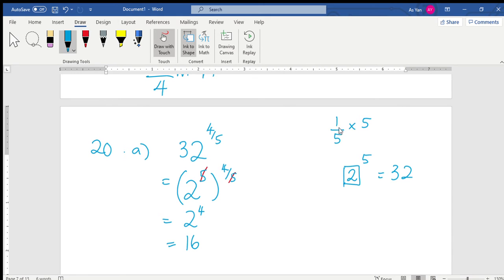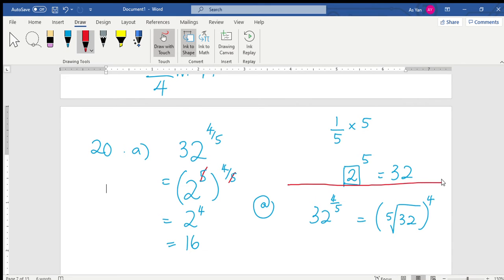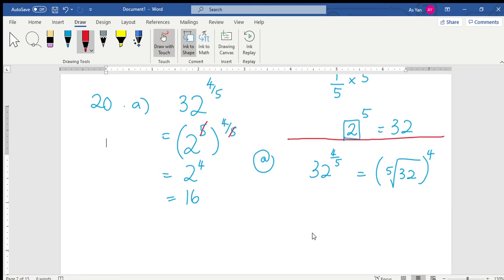Okay, another method to find the value. I choose another method. 32 to the power of 4 over 5 equals to the fifth root of 32, raising the power of 4. So we can use another method. Next we have to click the calculator. This is another method.